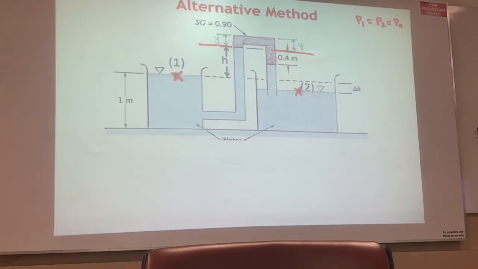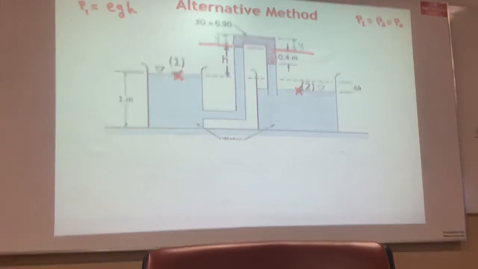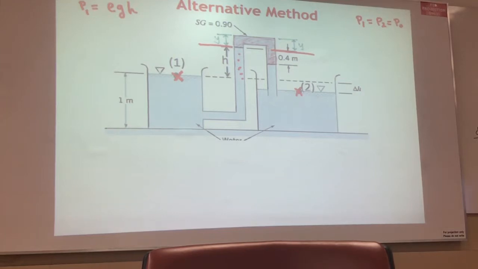So what is the value of P1? Tell me. P1 is equivalent to rho G H. This H. That means here is water, right? This is water. That means I can write gamma of water times H.